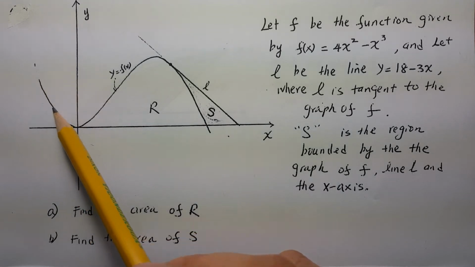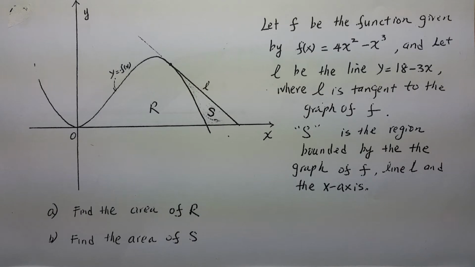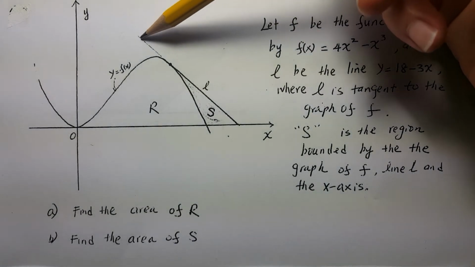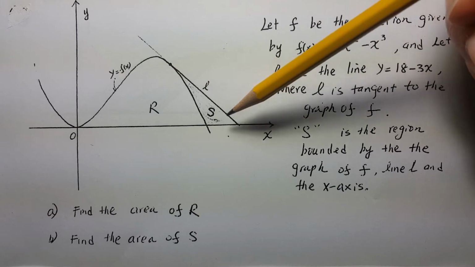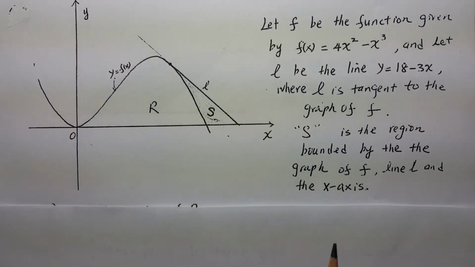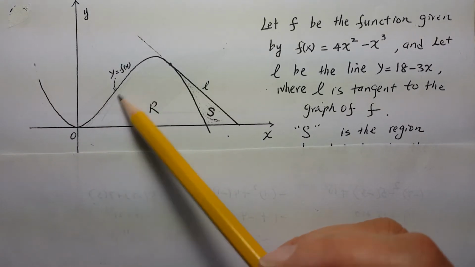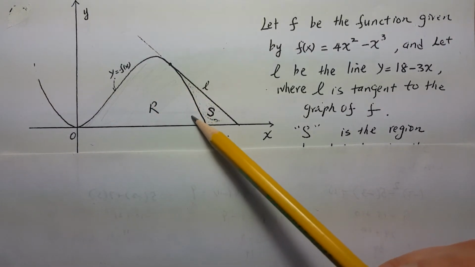So this curve from here to here and go back here, that is the f of x. This is the tangent line L. So we are going to find the area R and the area of S. So let's look at the area R first. So this is the area R, the white part over here.